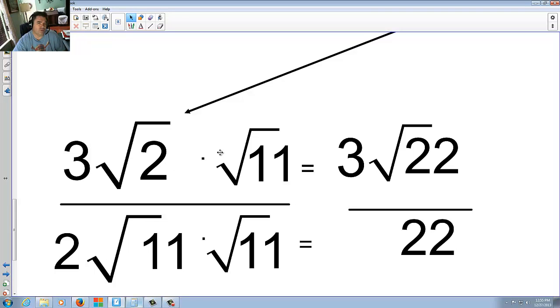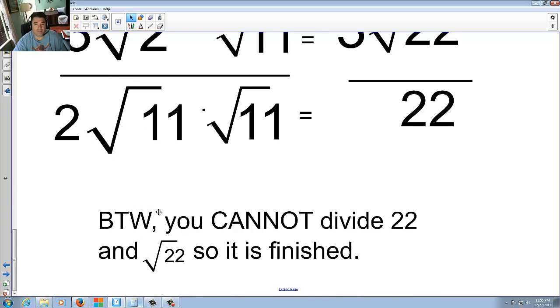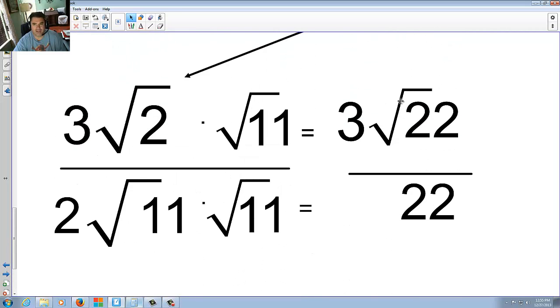However, root of 2 times root of 11 becomes root of 22, so it's 3 root of 22, and there's nothing I can do with 22. Even though you might say, can I break it down somehow? Well, root of 22 is 2 and 11, both of which are prime, so there's nothing to be done. By the way, you cannot divide 22 and root of 22, so it's finished. In other words, I can't divide these by 22. Doesn't work, because root of 22 is not the value of 22. They're on different planes. They don't mix together.